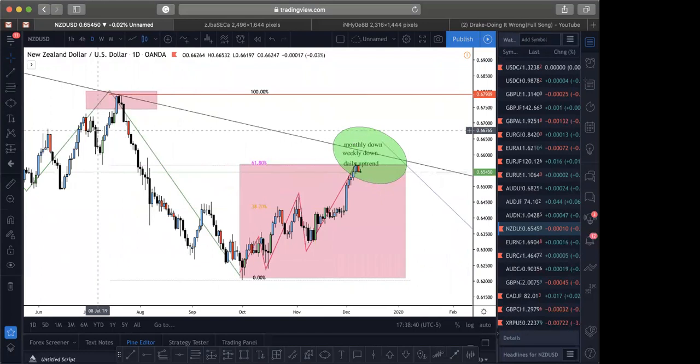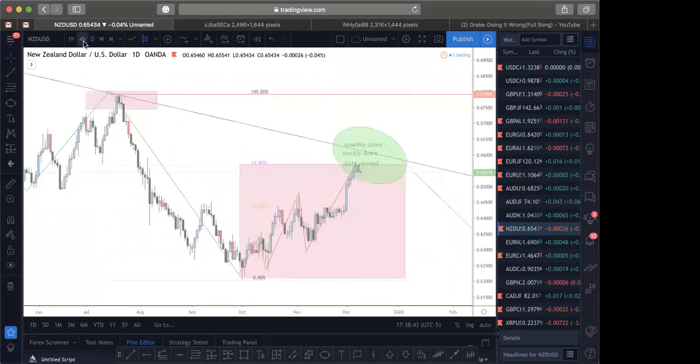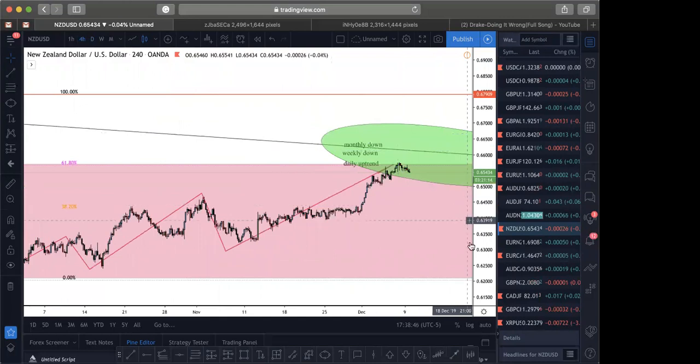So let's hop on down to the 4-hour just to see if we can find some more confluences to enter short, right?